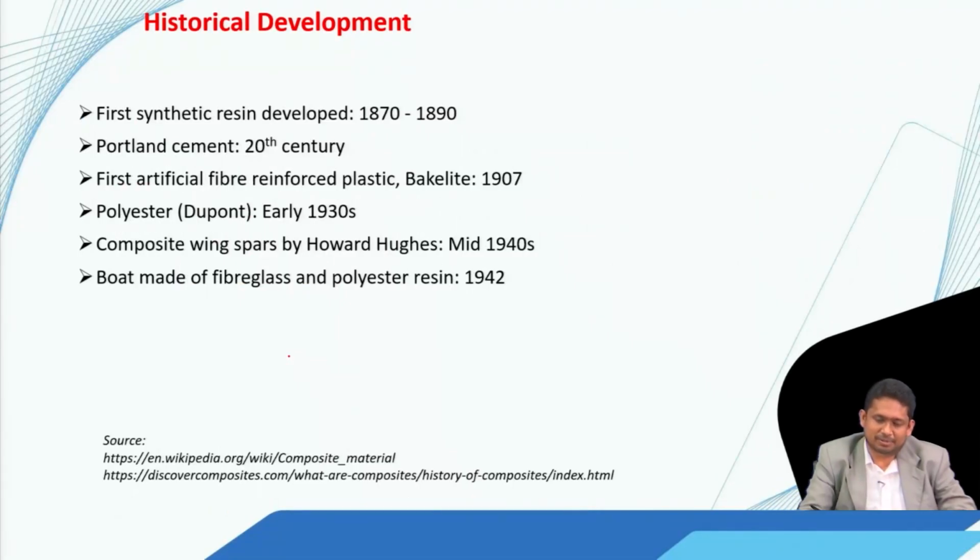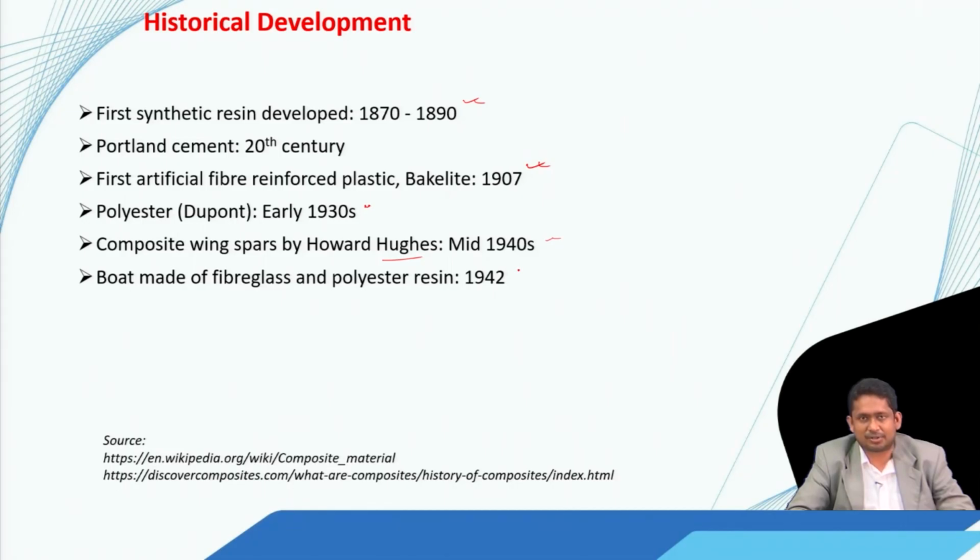Now, let us look at some of the historical developments up to what we see today. So, first synthetic resin was developed at around 1870 to 1890. Then Portland cement came in 20th century. First artificial fiber reinforced plastic, bakelite, came in 1907. Polyester was made in early 1930s. Composite wing spars. So, spar is an important part of a wing, we will talk about it later. That was made by Howard Hughes at around 1940s.